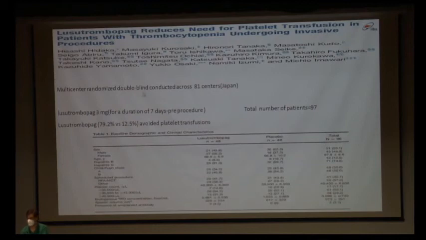This was a multi-center randomized double-blind trial conducted across 81 centers in Japan. And lusutrombopag was given at a dose of 3 mg for a duration of 7 days pre-procedure, typically given almost 14 days before the procedure. The number of patients recruited were 97, and it has shown that 79% of the patients receiving lusutrombopag avoided platelet transfusions. Here again, if you would see, most of the indications were hepatitis C. So most of these were viral hepatitis rather than any other etiology of liver disease.